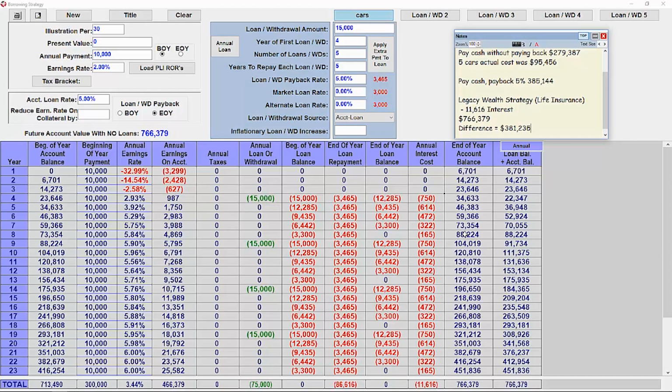And that's really what this strategy gives you: 100% control, and you can withdraw the money, but you also have guaranteed access through a loan provision. A lot of people get caught up on paying interest, but I would pay $11,000 worth of interest any day to have this kind of difference of 300 plus thousand.